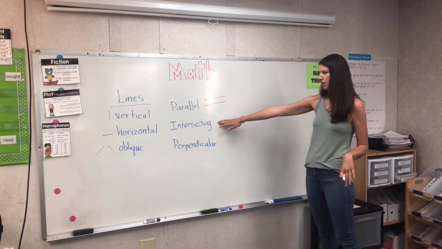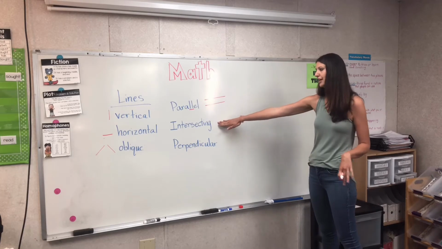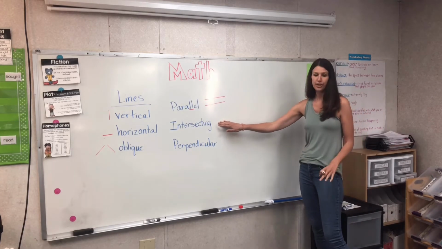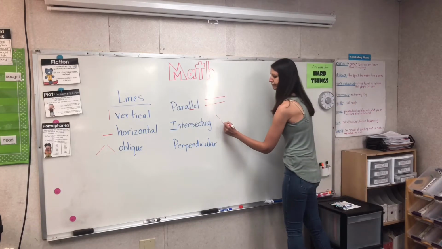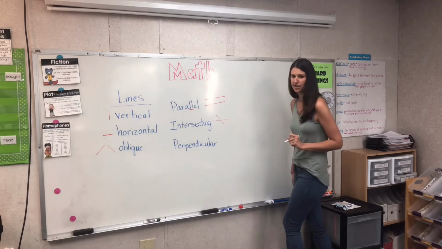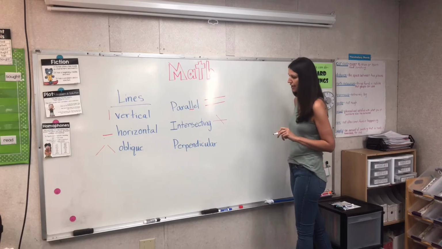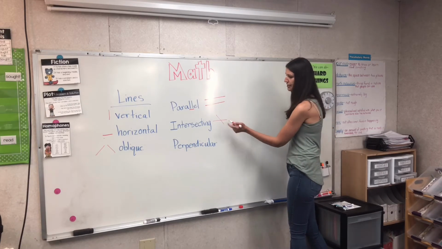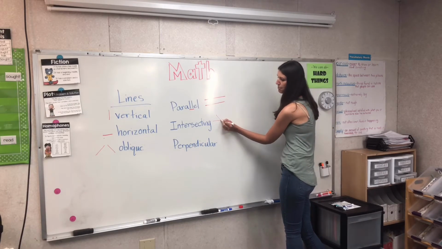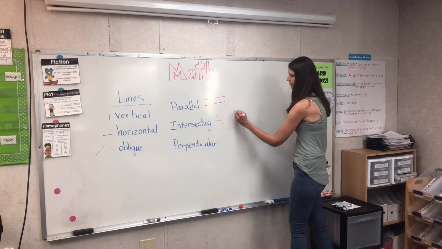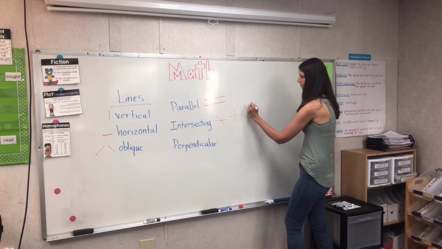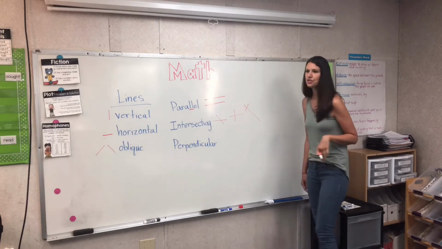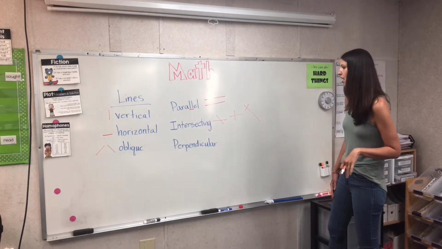So first we're going to talk about intersecting. Intersecting means two lines that do cross. And they can cross at any point, at any angle. So this is intersecting lines. The part where they meet is the intersection. This is intersecting lines. This is intersecting lines. So any two lines that cross each other.